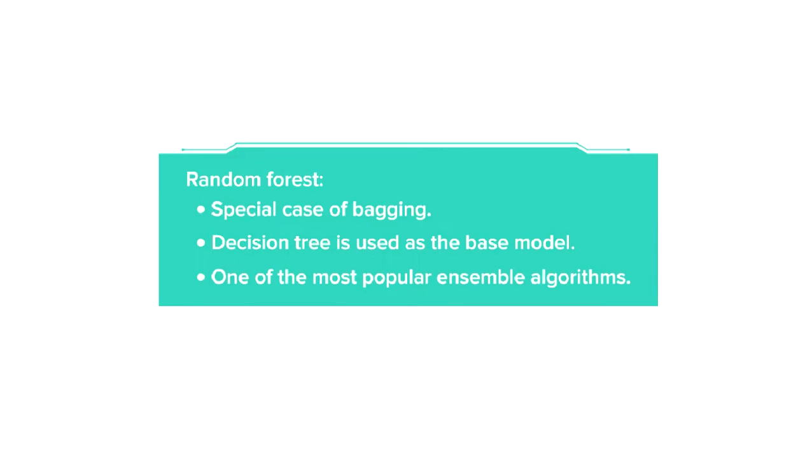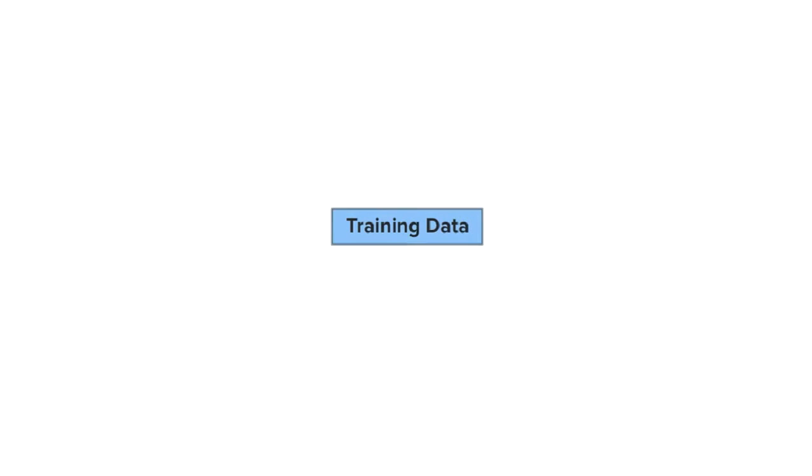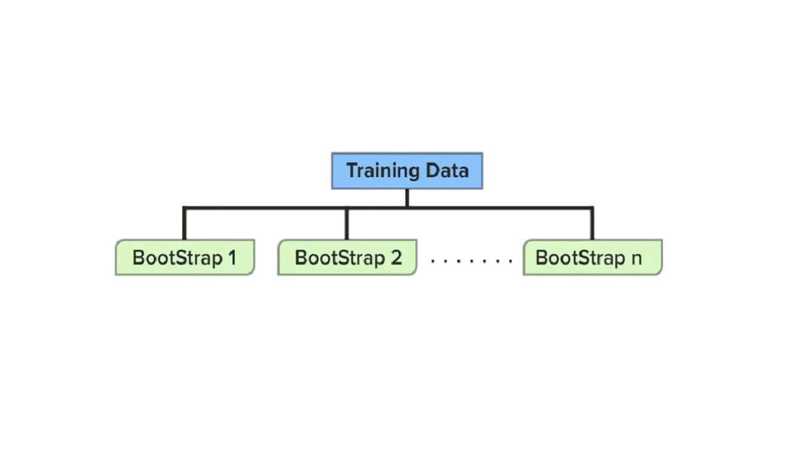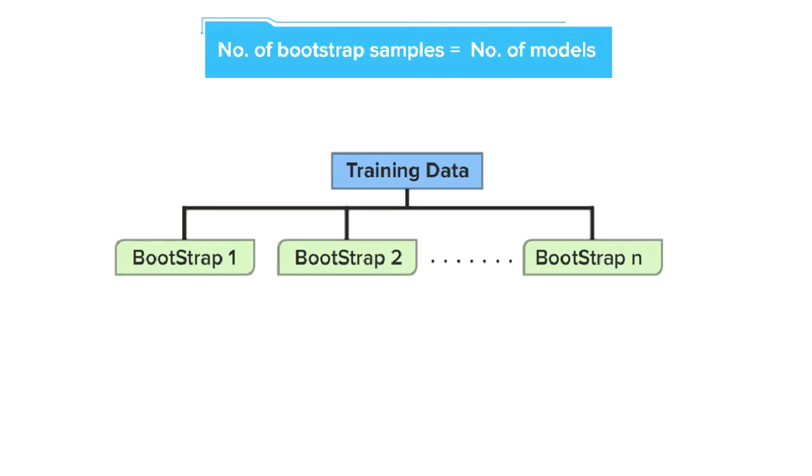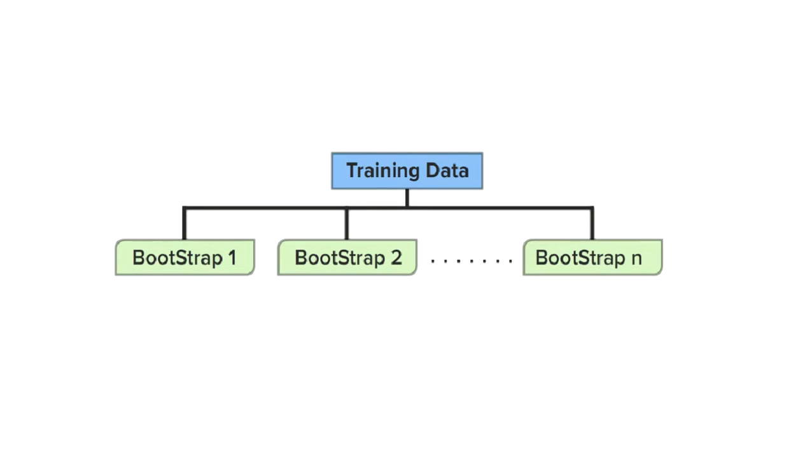We will now be looking at a special case of bagging technique known as random forest. In the random forest, we use the decision tree as the base model. It is one of the most popular ensemble algorithms. Now we know what bagging is. We will begin the process with complete training data. As random forest lies under the bagging technique, we will create bootstrap samples of the training data for each decision tree within the random forest. The number of bootstrap samples would depend on the number of models we want to train. Say we build 10 models here, so we will create 10 bootstrap samples.